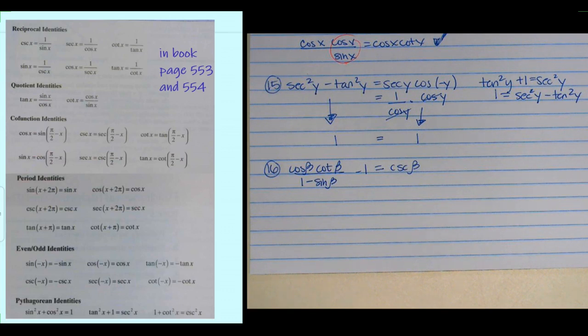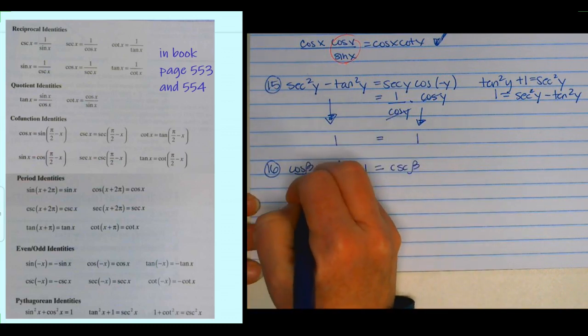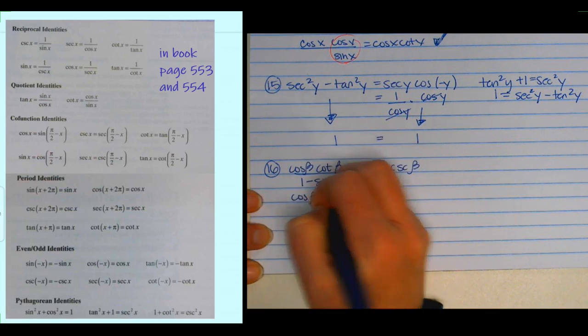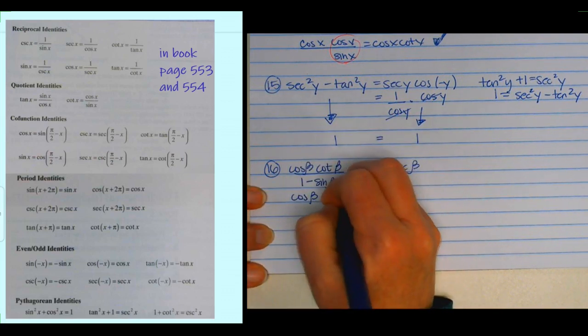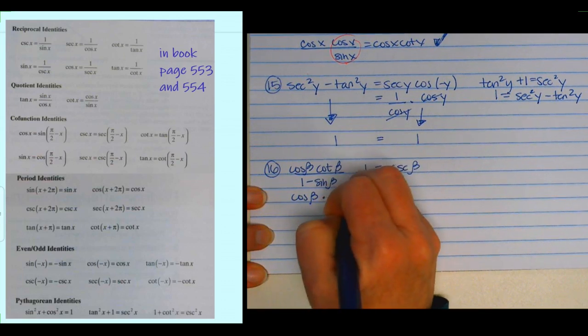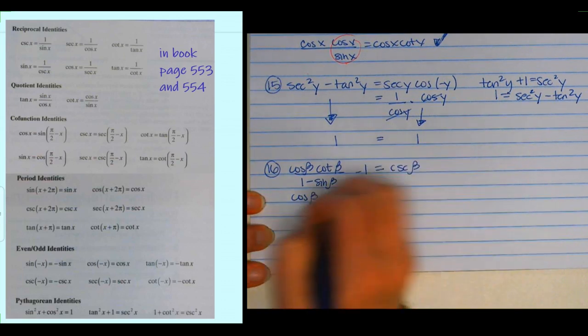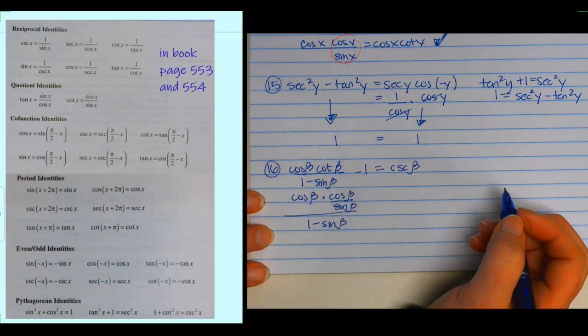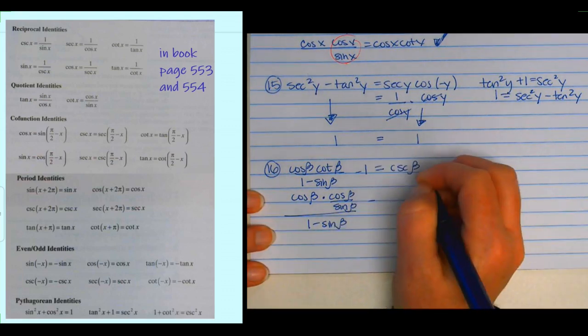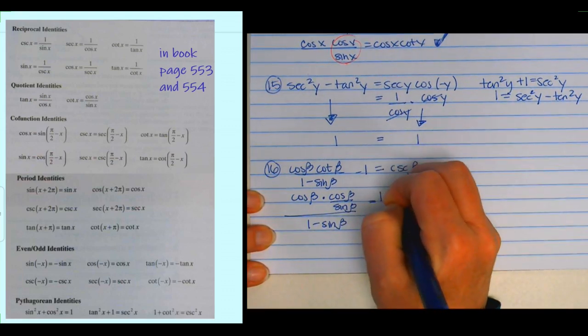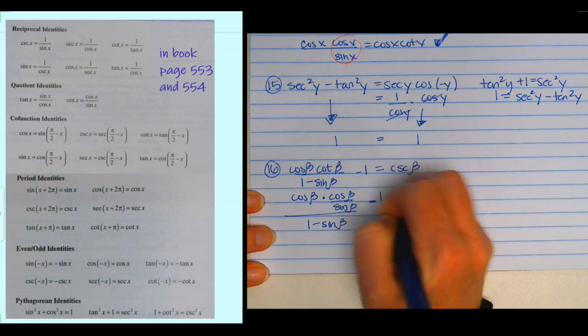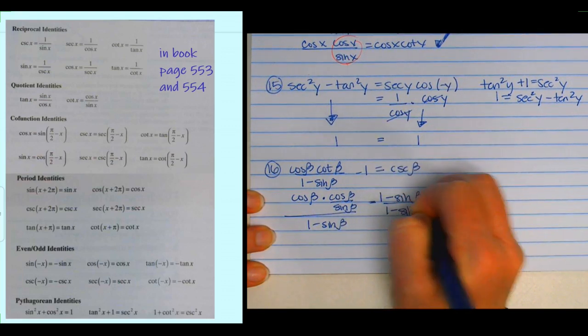If I rewrite cosine, and I say cotangent is equal to cosine over sine, all over 1 minus sine here, minus 1 minus sine of beta over 1 minus sine of beta.